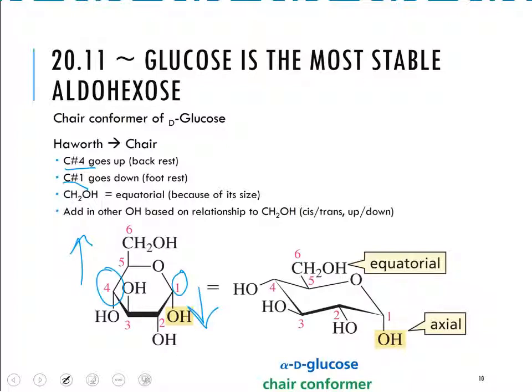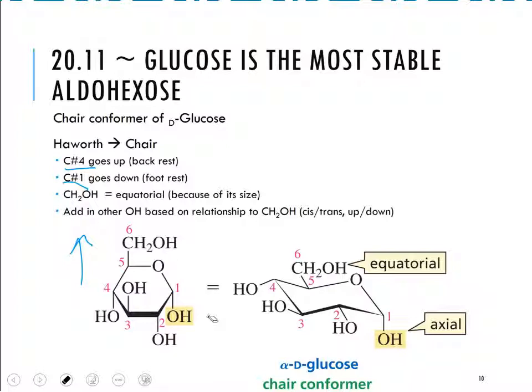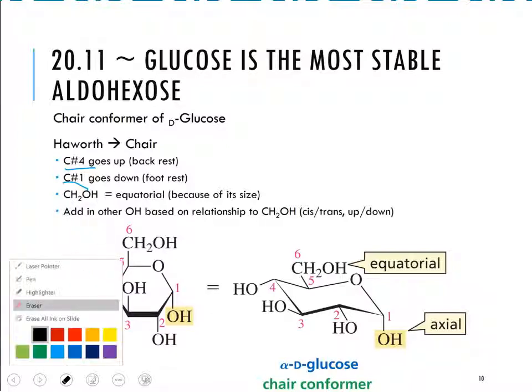The CH2OH group, if there is one, is going to be equatorial because of its size. And then all of the other groups are going to be drawn in relation to it. So whether they're both pointing up or both pointing down, so whether they're cis or trans to that CH2OH group, we're going to draw them in so that it makes sense with that structure. So let me erase this here just to get it out of our way.